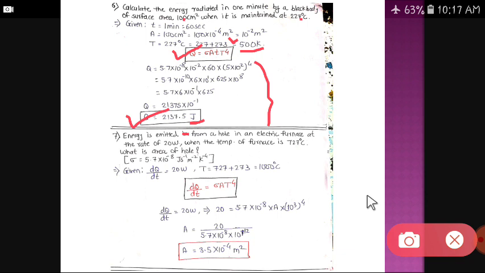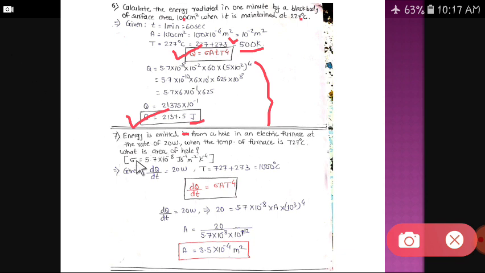Okay, do you all know what an electric furnace is? It is a machine in which heat is provided to a substance. It is used in companies and in laboratories. It is similar to an oven, but the heat in this apparatus is very high. The furnace is at a temperature of 727 degrees Celsius. It has a hole, and the rate of energy emission is 20 watt. So what will be the area of the hole so that it can emit energy at 20 watt?